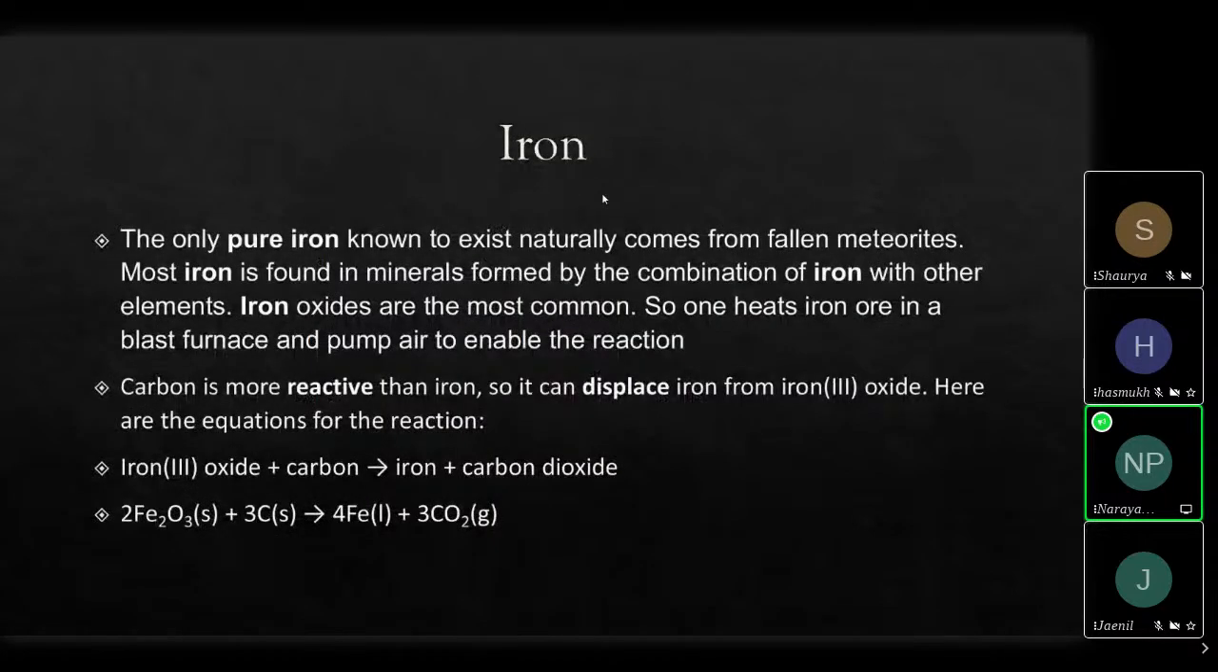So iron, pure iron is only known from meteorites. Most of the iron found on Earth is in the form of oxides. So one heats iron ore in a blast furnace and pumps air to enable the reaction. Carbon is more reactive than iron, so it can displace iron from iron oxide. So there is a little equation there: if you have iron oxide like ferric oxide and carbon, and we heat the whole thing up, then we get iron separated and the carbon reacts with the oxygen to make carbon dioxide.